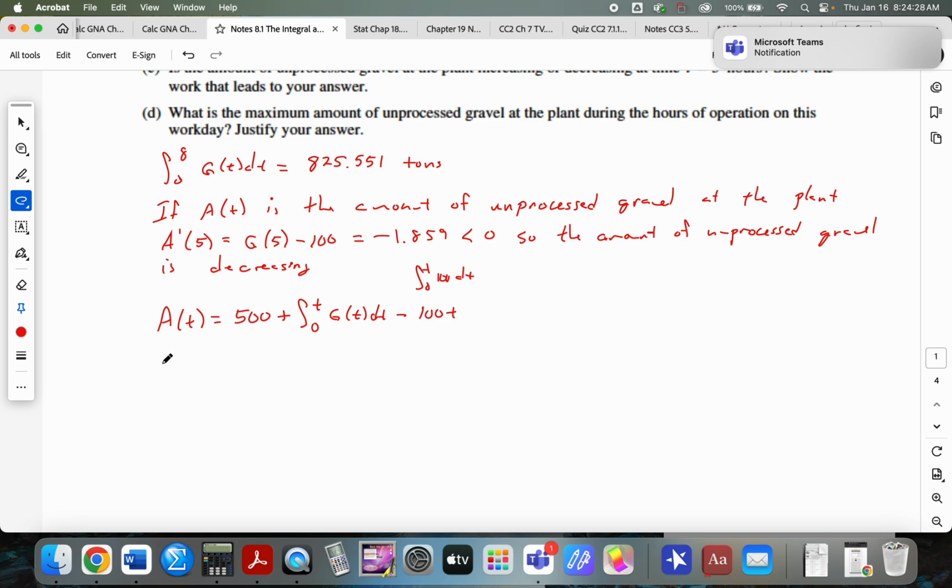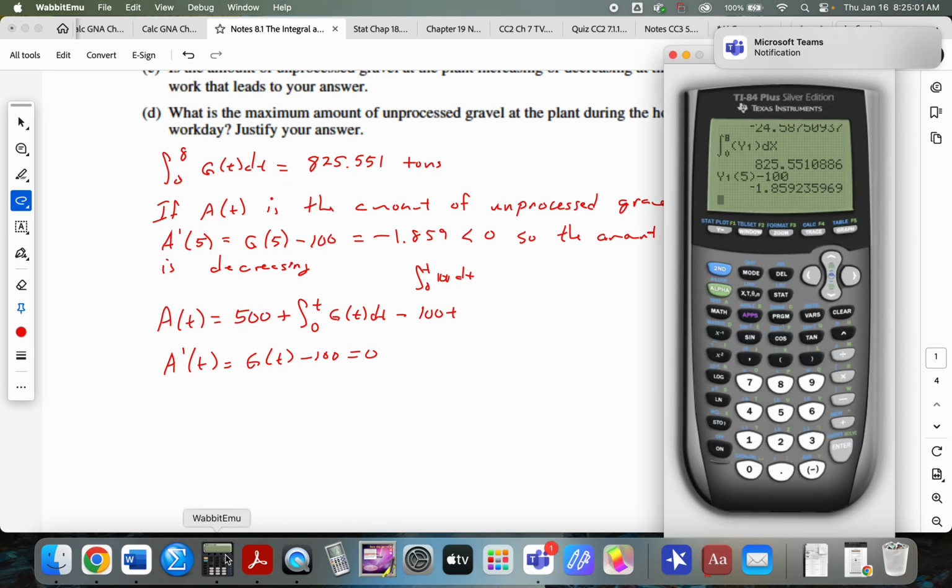So in order to find the maximum, we need to take the derivative. A prime of t is g of t minus 100. That's part of why they asked you part C. They were trying to kind of tip their hand that this is where you were going. And we want that to be equal to 0. Okay, so let's grab the calculator again.